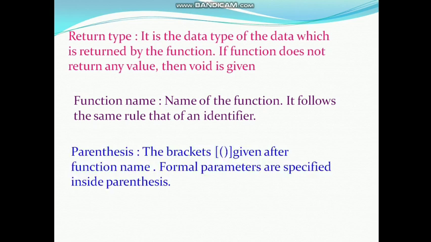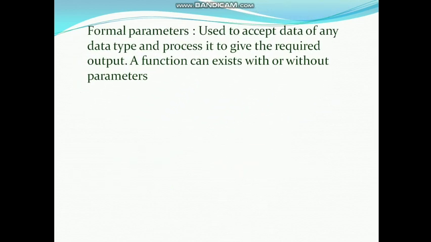Next is parenthesis. The brackets given after the function name are the parenthesis. Inside that parenthesis we include formal parameters. Next is formal parameters. Formal parameters are used to accept data of any data type and process it to give the required output. A function can exist with or without parameters.